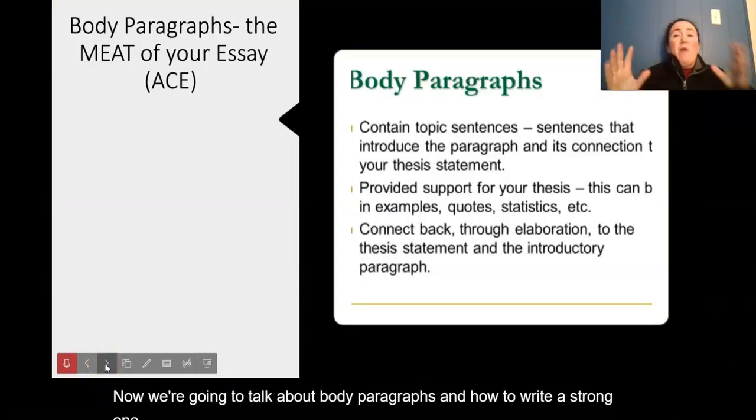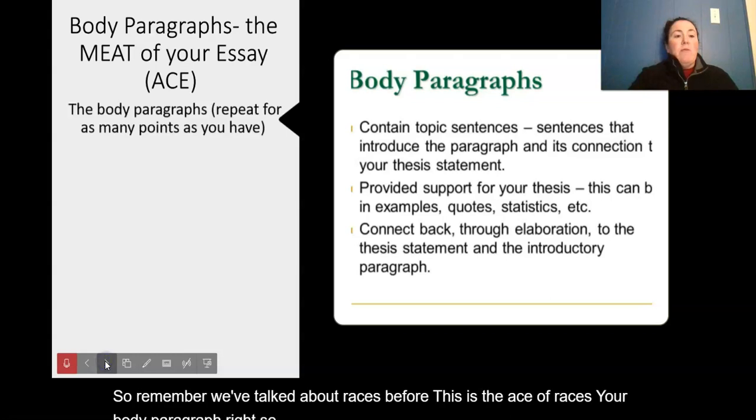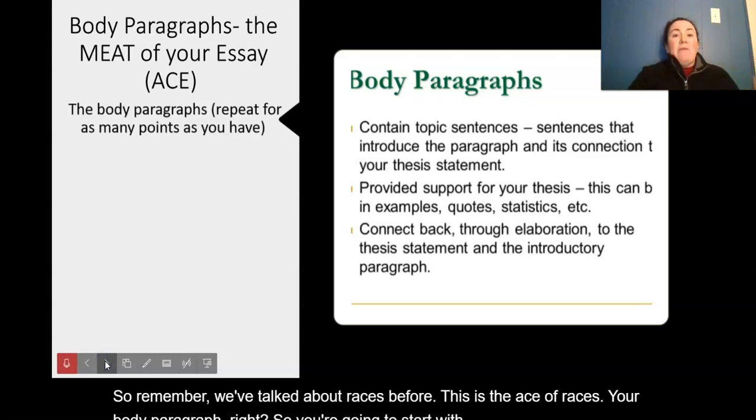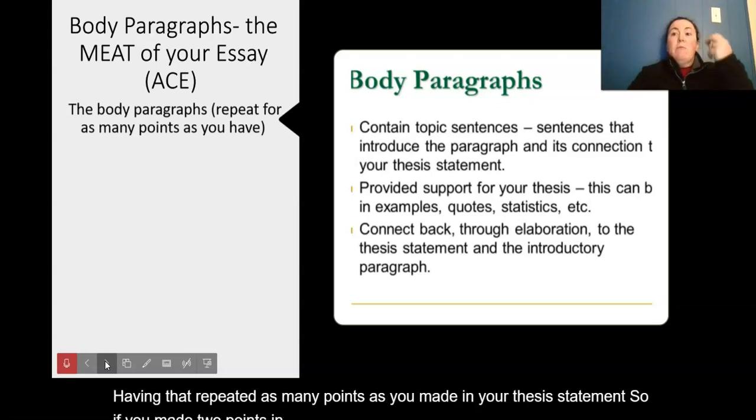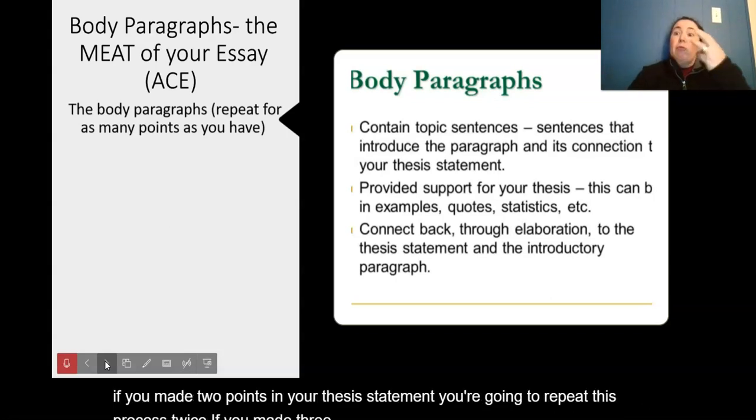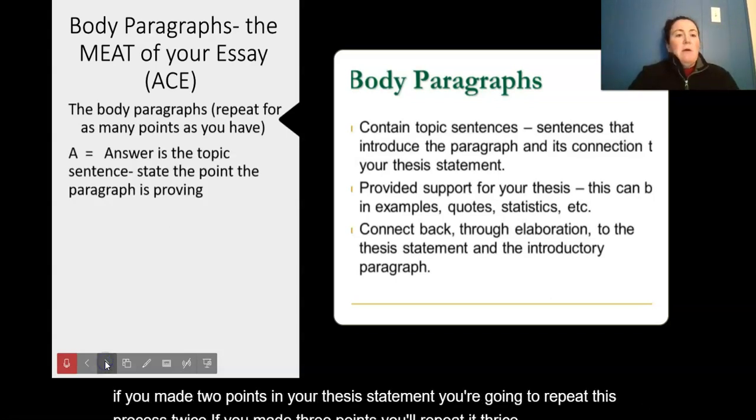So remember, we've talked about ACE before. This is the ACE of your body paragraph, right? You're going to start by having that repeated as many times as the points you made in your thesis statement. So if you made 2 points in your thesis statement, you're going to repeat this process twice. If you made 3 points, you'll repeat it thrice, or 3 times.